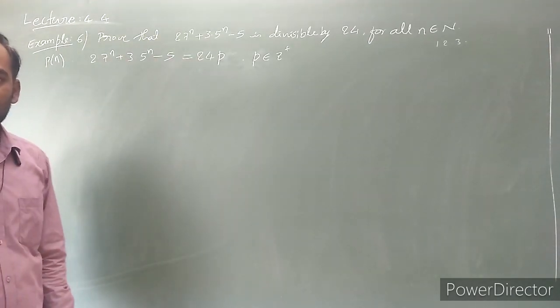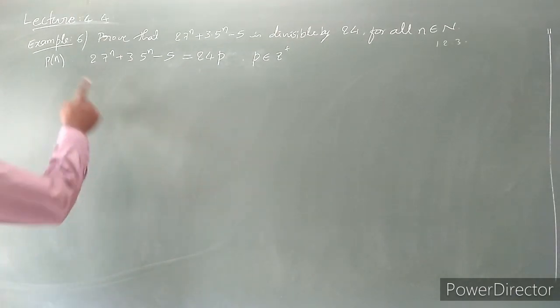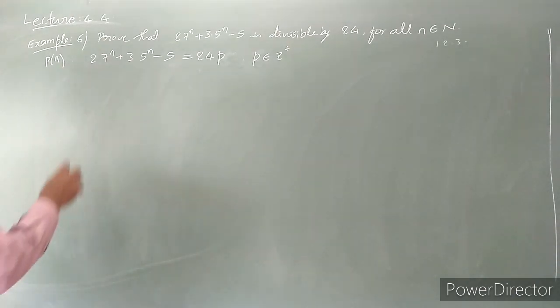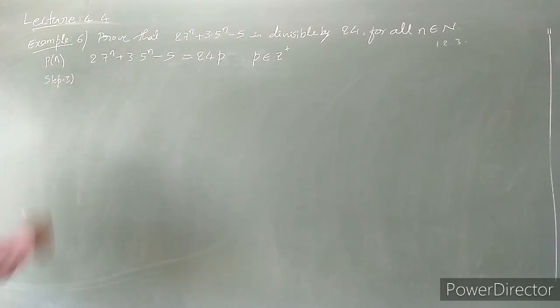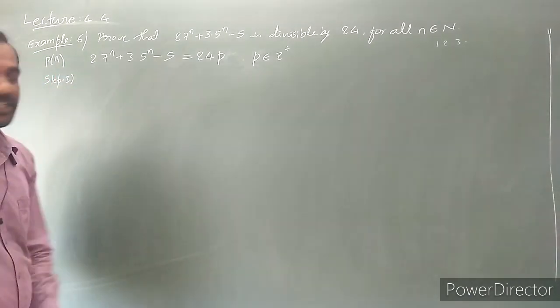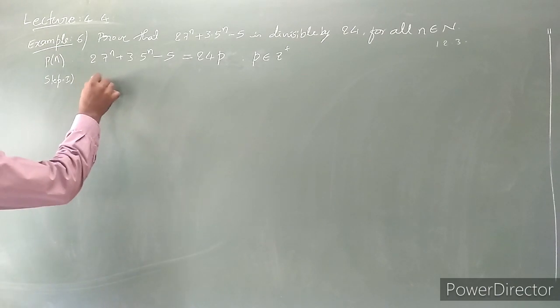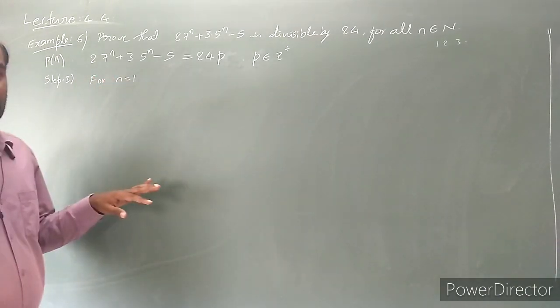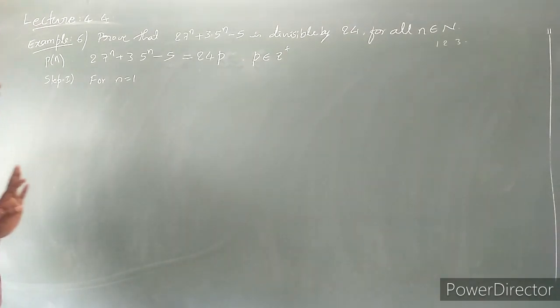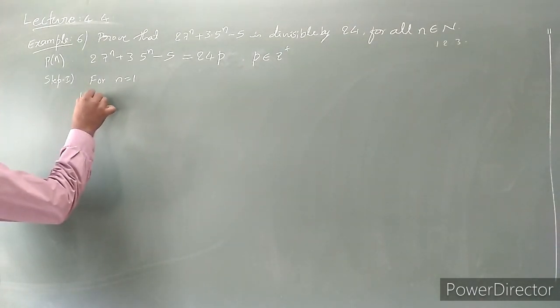LHS is equal to RHS. Okay, so this is P of n. Now let's start by using the principle of mathematical induction. Step number 1, for n equal to 1. For n equal to 1, in this case, LHS equal to RHS we will not get. What will we get? The LHS value for n equal to 1.